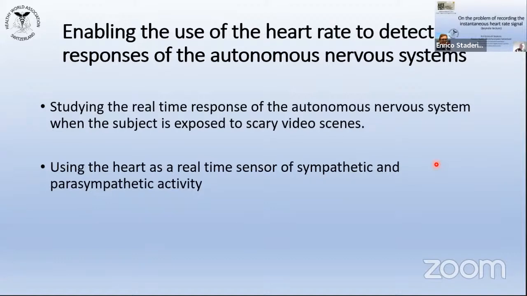proposed these scenes to some other students, and at the same time we are detecting the heart rate. We would like to find the variation in heart rate when the scary video scenes appear, and also to understand the time lag between the appearance of the scene and the activity of the autonomous nervous system on the heart rate.